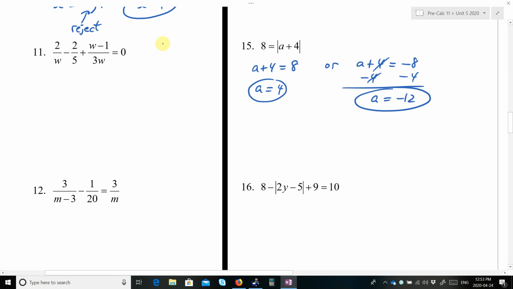For number 11, w cannot equal 0. The LCD, something that 3 and 5 and w all go into, would be 15w. So that's what we're going to multiply both sides by.